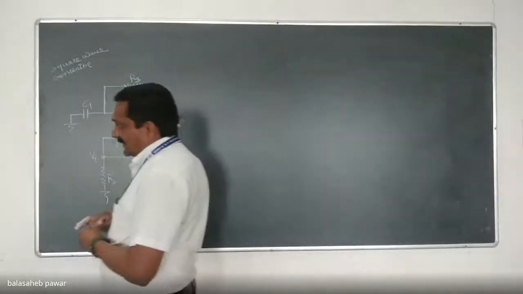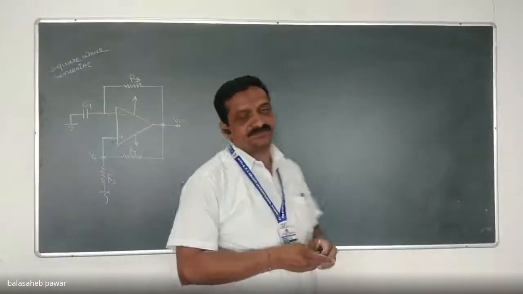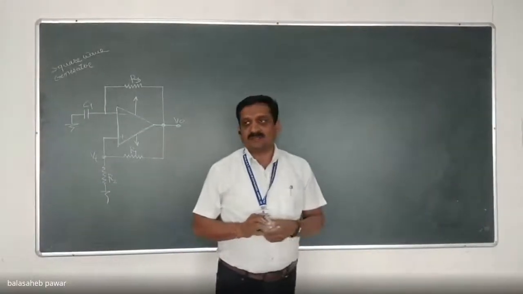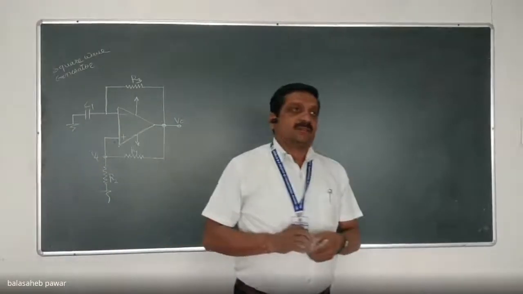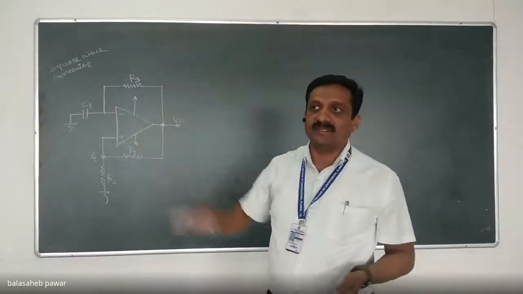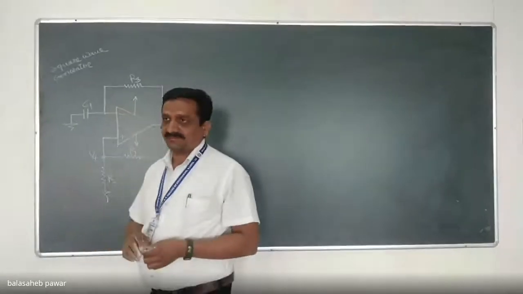So initially, consider there is somewhat of an offset voltage, as our discussion is for a practical op-amp. For a practical op-amp there is somewhat of an offset voltage, and we already studied these various parameters during our practical related to op-amp. Because of some offset voltage, it may be positive or it may be negative. So we consider there is somewhat of a positive offset voltage.